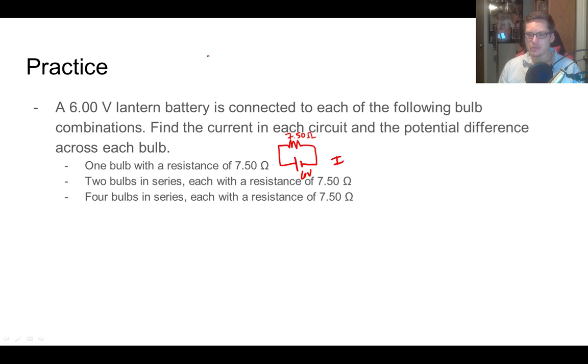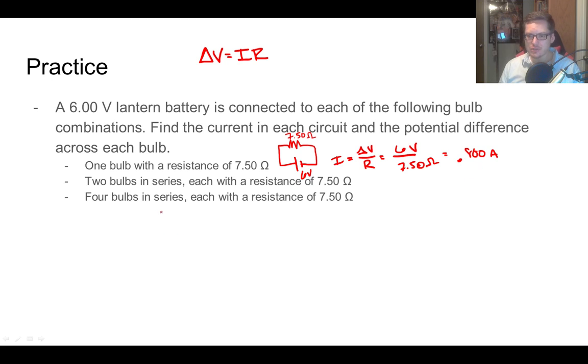Well, current, remember, and we're just going to write this up here because we're going to refer back to this over and over and over again. Delta V equals I times R. So that means our I value is going to be equal to our delta V over our R. So delta V is our 6 volts, and our resistance is 7.50 ohms. So we take 6 divided by 7.5, and we get 0.8. How many sig figs? 3 sig figs. That's awesome. All right, 0.800 amps.